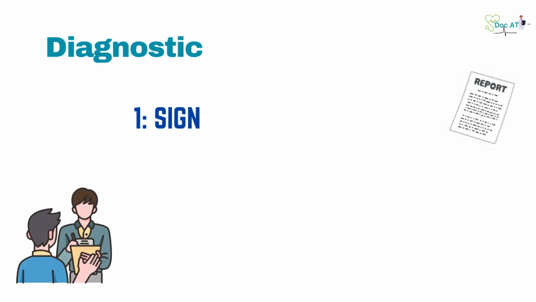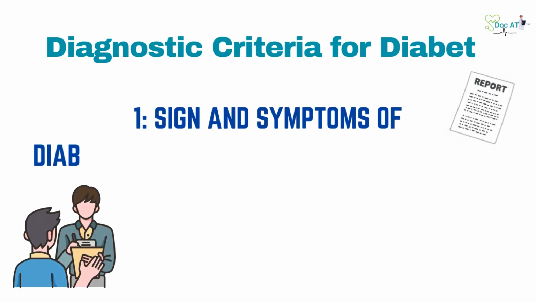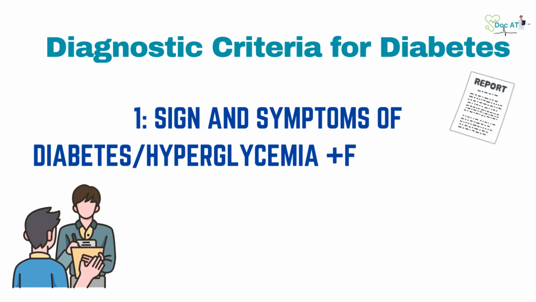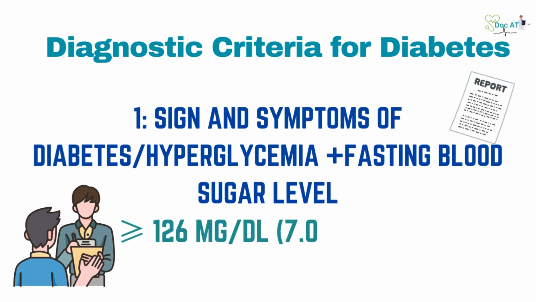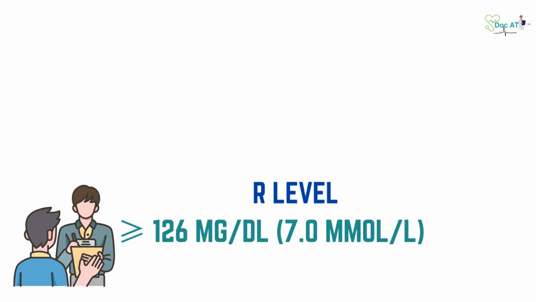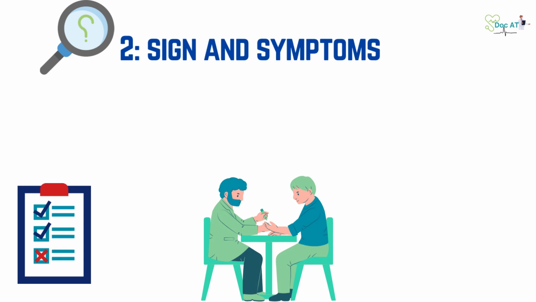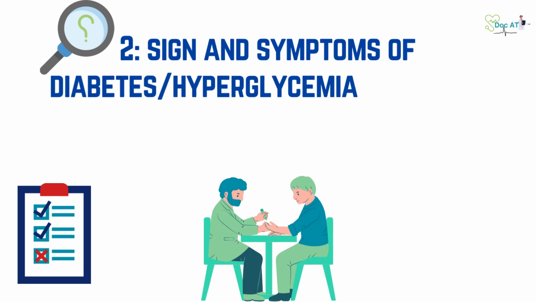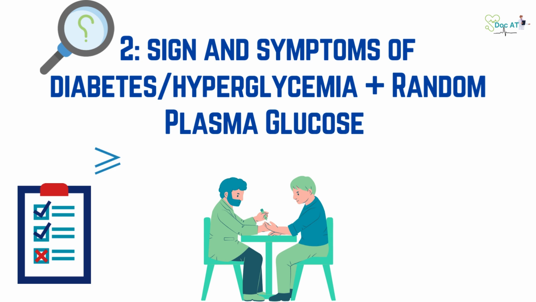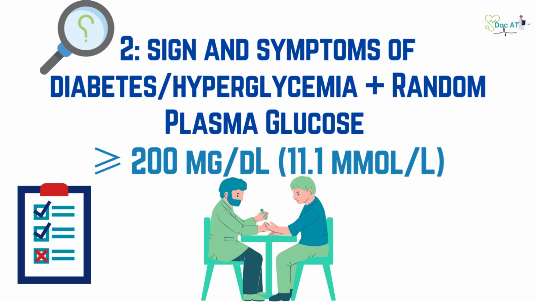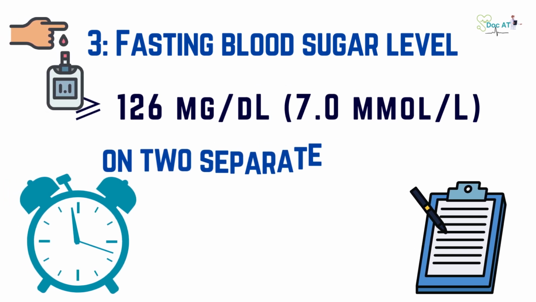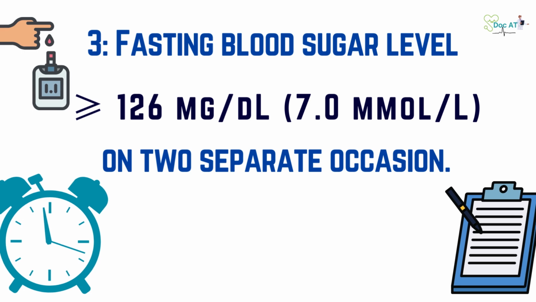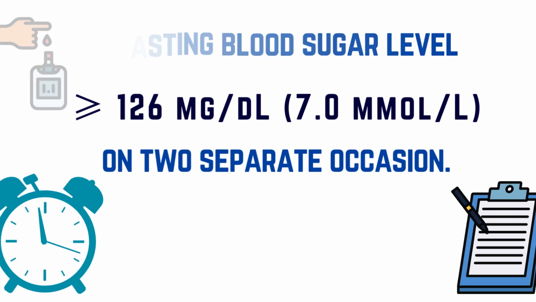Criteria for diagnosis of diabetes. 1. Signs and symptoms of diabetes/hyperglycemia plus fasting blood sugar level greater than or equal to 126 mg per dl, 7.0 millimoles per liter. 2. Signs and symptoms of diabetes/hyperglycemia plus random plasma glucose greater than or equal to 200 mg per dl, 11.1 millimoles per liter. 3. Fasting blood sugar level greater than or equal to 126 mg per dl, 7.0 millimoles per liter, on 2 separate occasions.